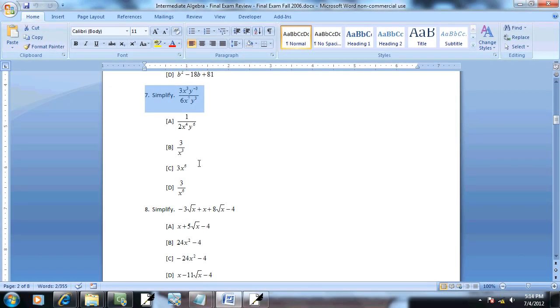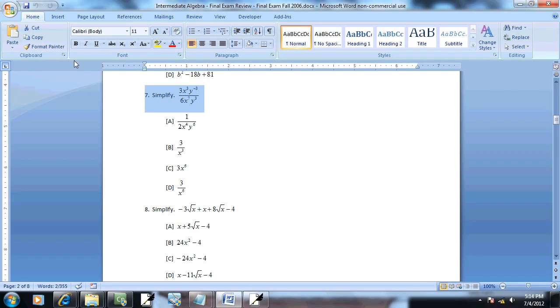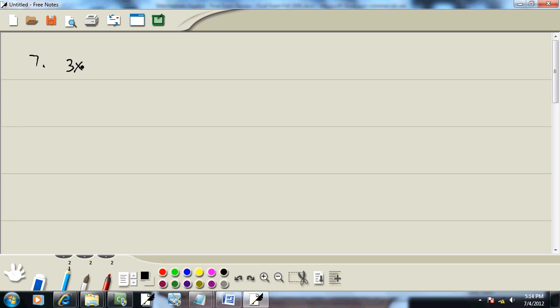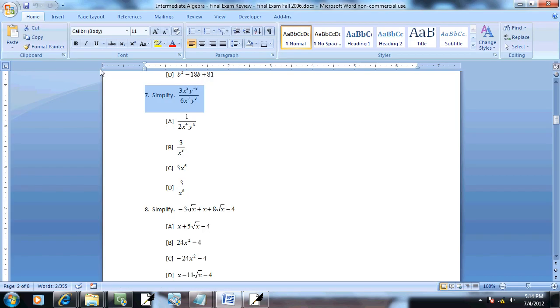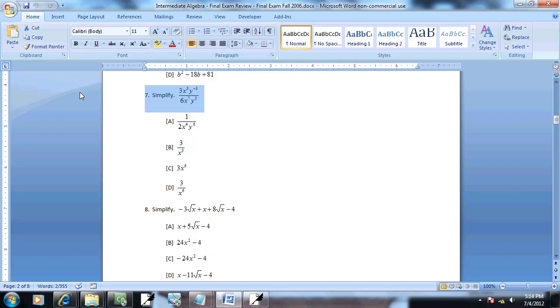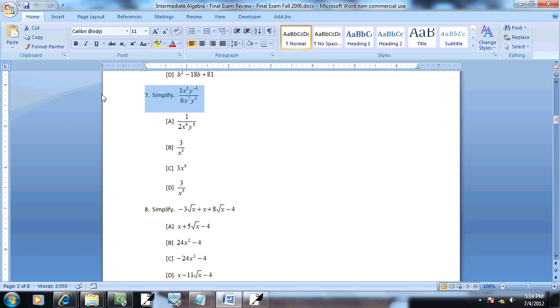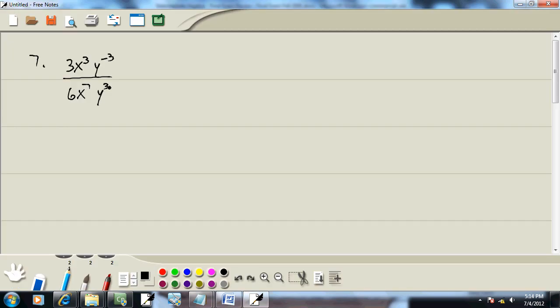Let's take a look at our seventh example. So we got 3x to the third, y to the negative 3, 6x to the seventh, and y to the positive 3.